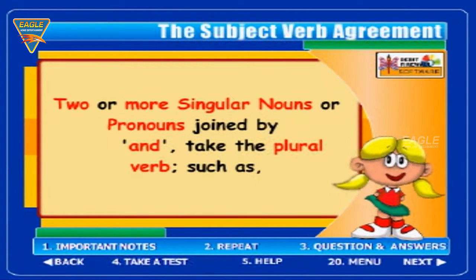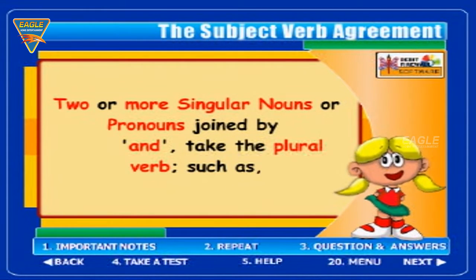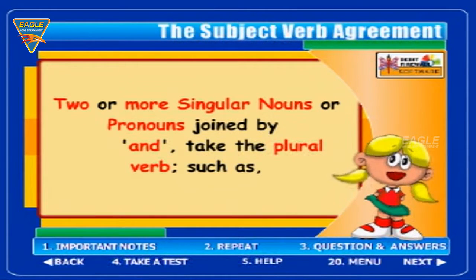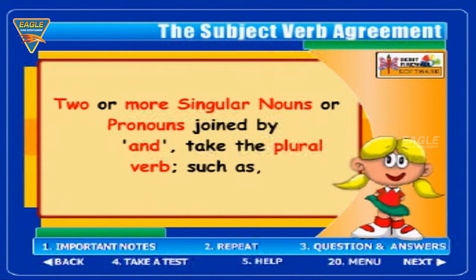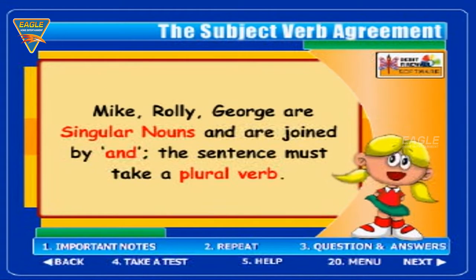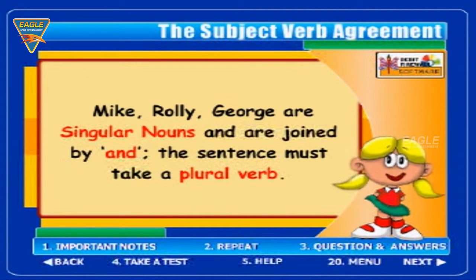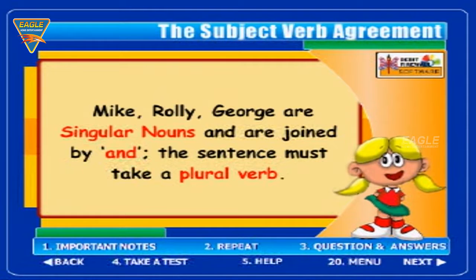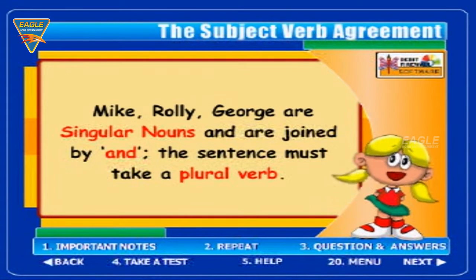Two or more singular nouns or pronouns joined by and take the plural verb, such as: Mike, Rolly, and George are brothers. Mike, Rolly, George are singular nouns and are joined by and. The sentence must take a plural verb.